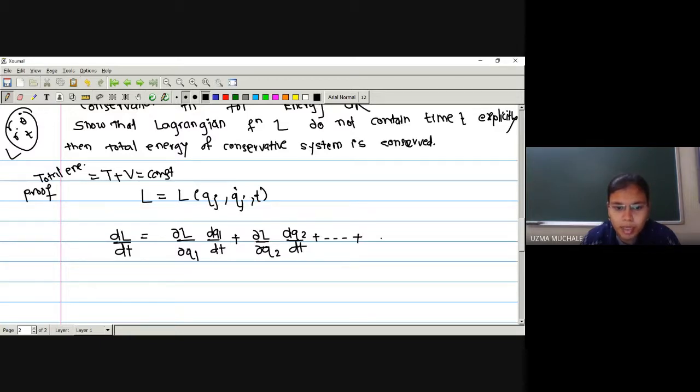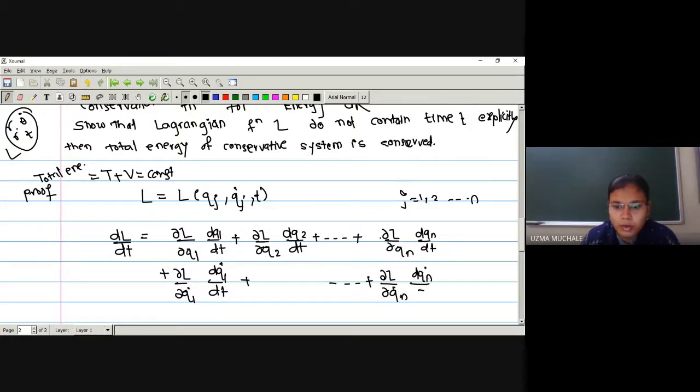We have to find up to n terms, because j runs from 1 up to n. So we find dou L by dou Qn, and the derivative of Qn with respect to t. Similarly, we have to do it for the second term. What do you have to do for the second term? Dou L by dou Q1 dot and the derivative of Q1 dot with respect to t. In the same way, dou L by dou Qn dot and the derivative of Qn dot with respect to t. What is the last term now? It will be dou L by dou t. Correct?